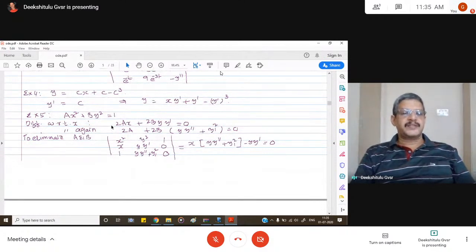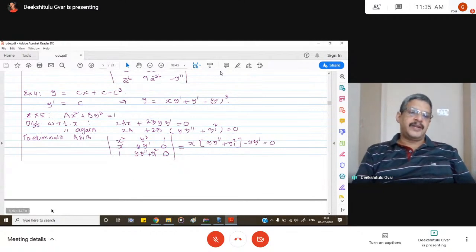Okay. Now ax square plus by square is equal to 1. Differentiate with respect to x. Because we have two constants, we differentiate twice: 2ax plus 2by into y dash is 0. Differentiate again with respect to x, it becomes 2a plus 2b into, using the u into v rule, y into y double dash plus y dash into y dash square is equal to 0.